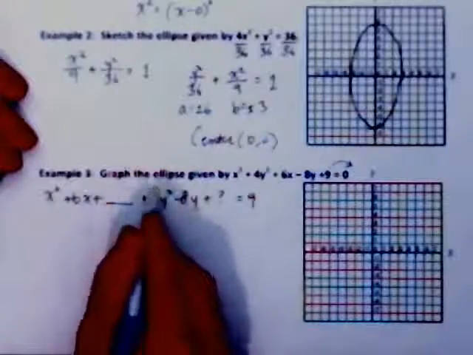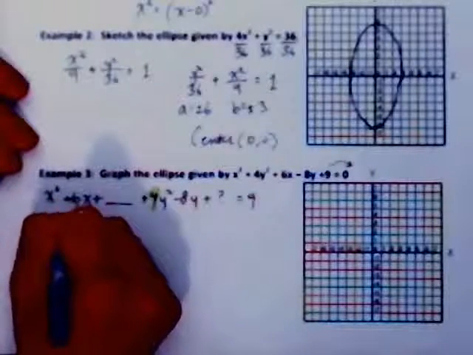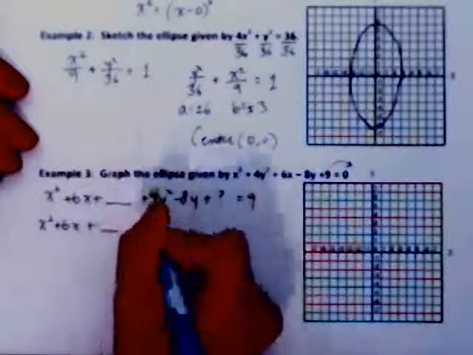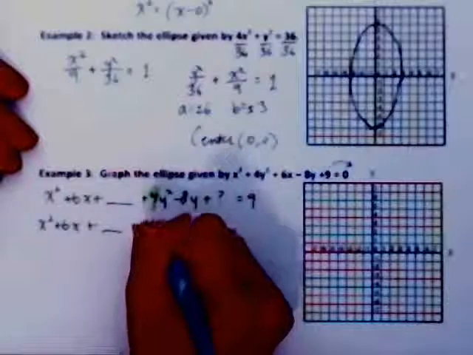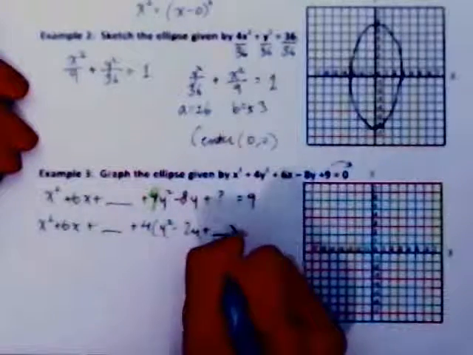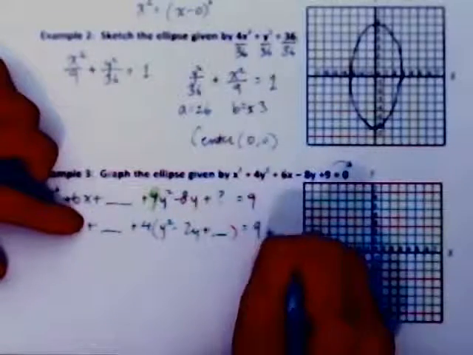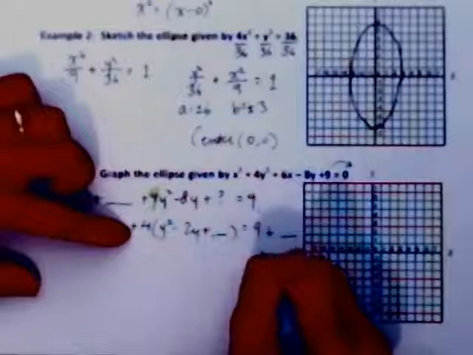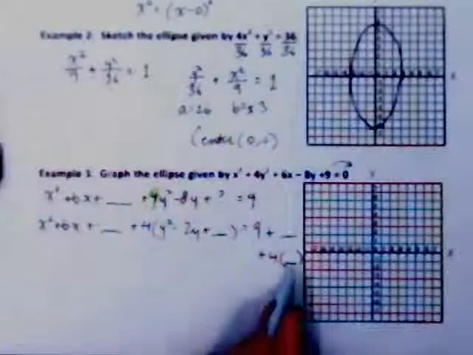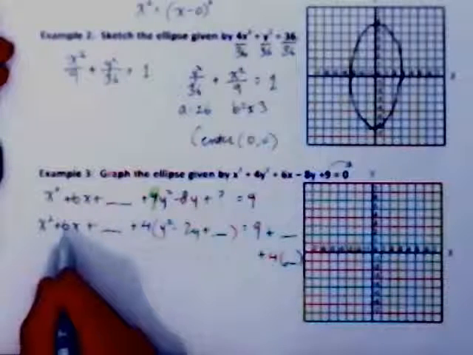What we have to do at this stage with the 4 is factor it out. So it's x squared plus 6x plus something, plus, factor out the 4, you get y squared minus 2y plus something. Now we can complete the square. Equals 9 plus something plus 4 times something. This is going to be a little bit more difficult. I'll explain this a little bit later, but for now, we complete the square.